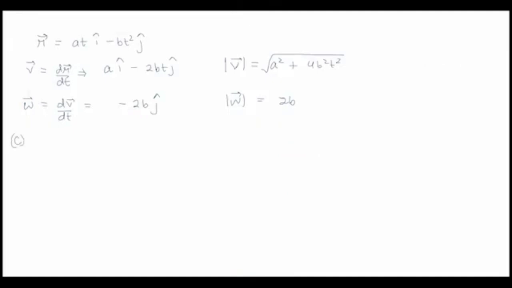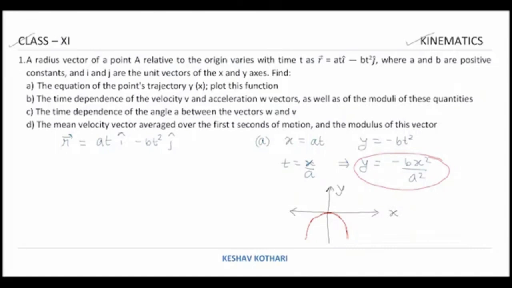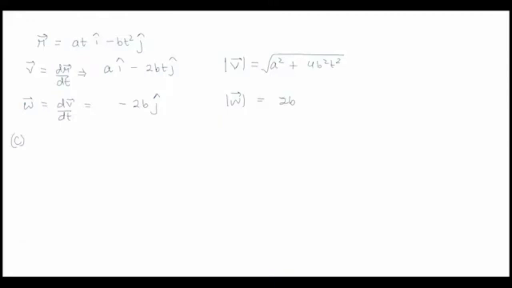Now let us deal with the third part. It asks for the time dependence of the angle between the velocity and acceleration vectors. We use the concept of the dot product. I can write cos alpha is equal to v dot acceleration upon magnitude of v times magnitude of acceleration. If we perform the dot product between these two vectors, only j cap will get multiplied, and we obtain 4b²t upon the magnitude of v, that is root of a² plus 4b²t², times the magnitude of acceleration, which is equal to 2b.